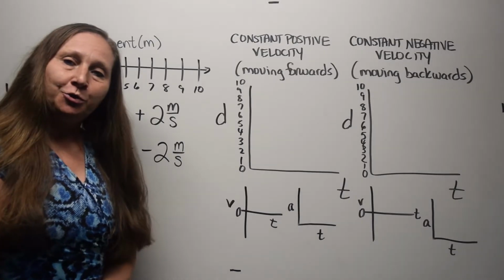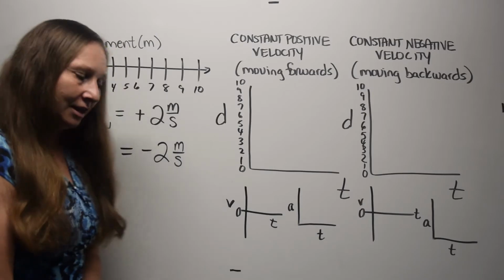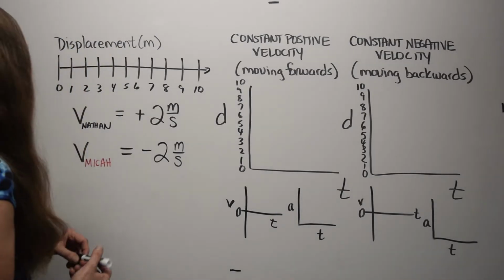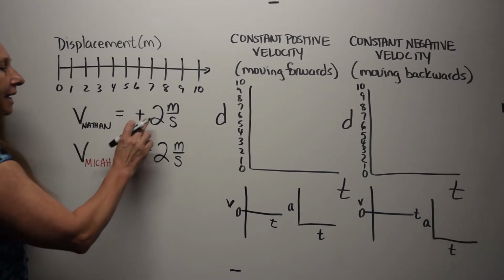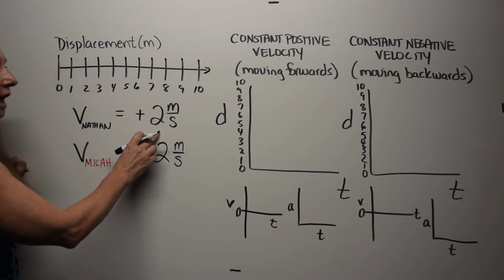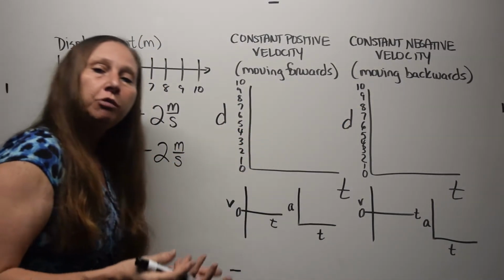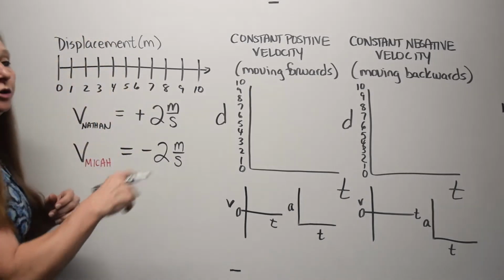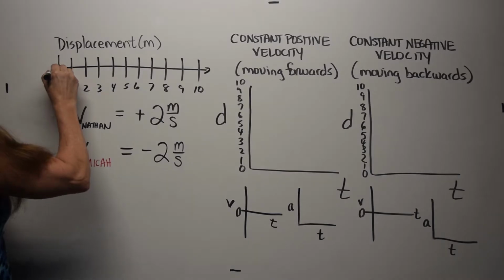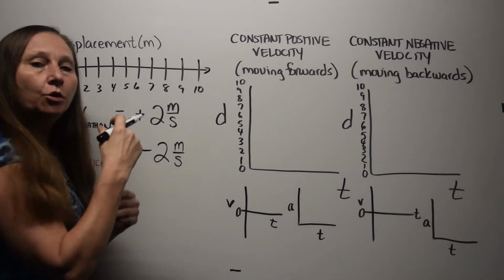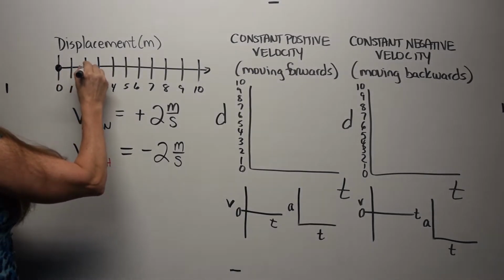Again, I promised you the difference between constant positive velocity and constant negative velocity, and it will be very, very simple. Let's say that Nathan is moving at a constant positive velocity, meaning he's moving forwards. He's going that way, to the right, or to the east. So let's say Nathan starts at 0, and every second he goes another positive 2 meters. So after 1 second, he's at 2.